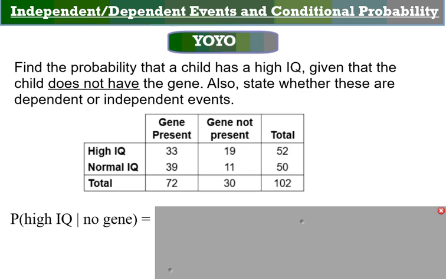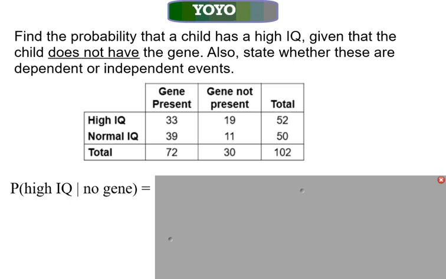I'm going to give you a chance to try this idea. Going back to the situation of maybe a medical researcher comparing the effect of a gene being present on IQ. So find the probability that a child has a high IQ given that the child does not have the gene, and also state whether these are dependent or independent events. So what's the probability that a child has a high IQ given the gene is not present? So no gene, which means the gene's not present.